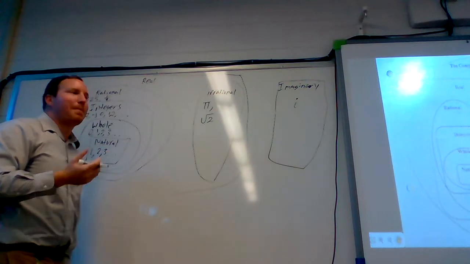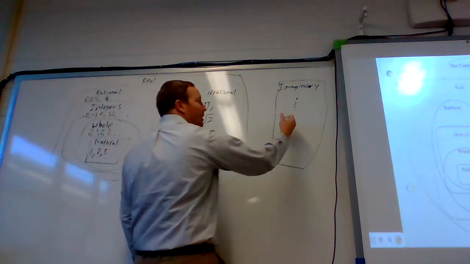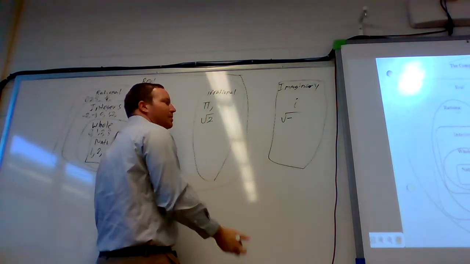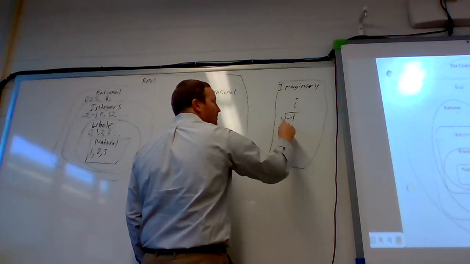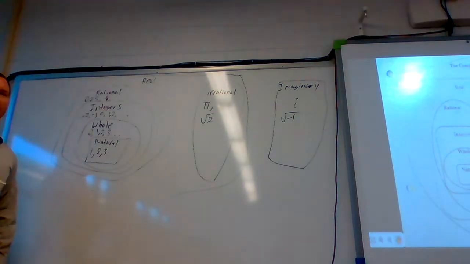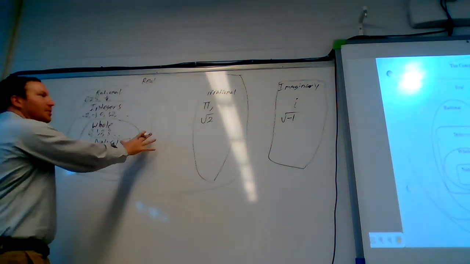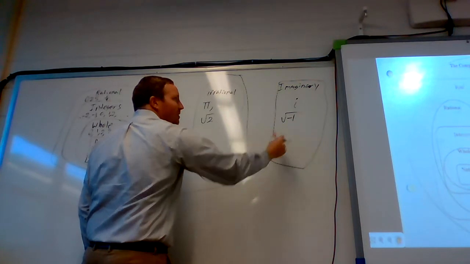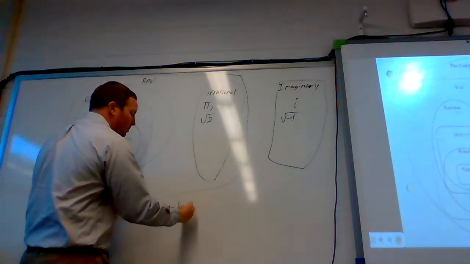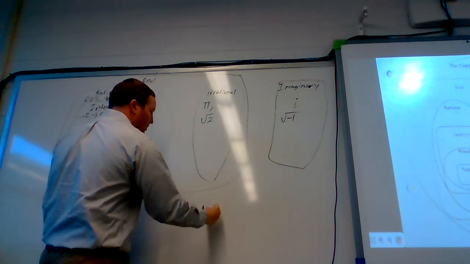And the way we get imaginary numbers is we take the square root of a negative number. So anything that has a negative underneath the square root is an imaginary number. And so all of our real plus our imaginary make up our complex number system.